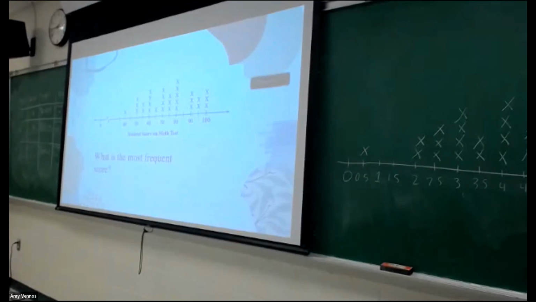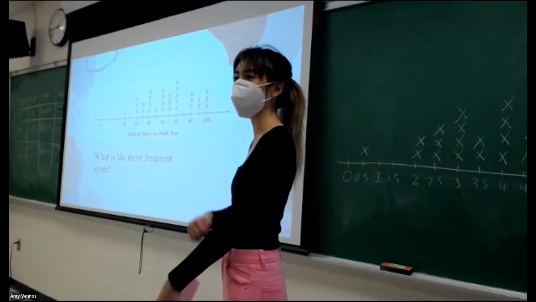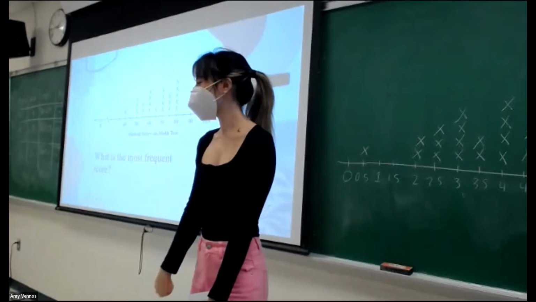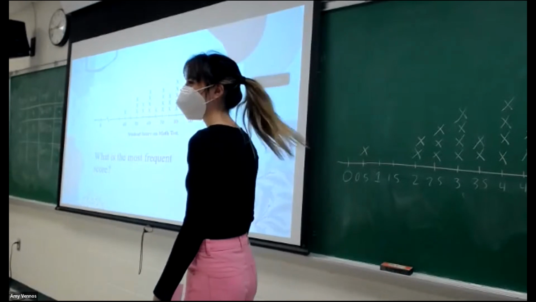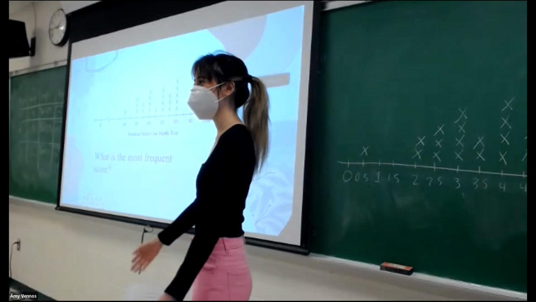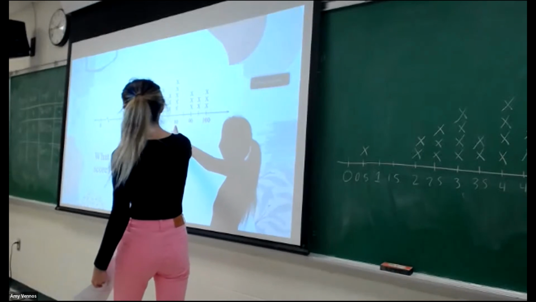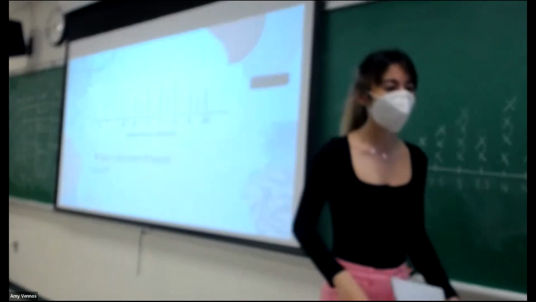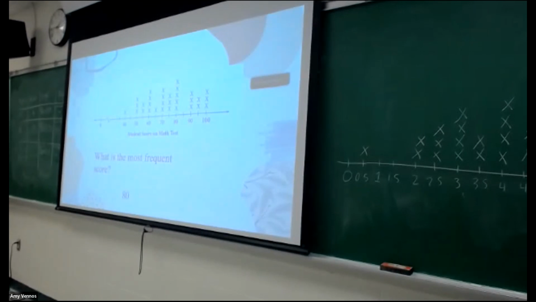Should be 20. What's the most frequent score? 80, right? And how do you figure that one out? It just has the most amount of X's on it. Yeah, it has the most, right? So 80 is the one score. So that one should be our most frequent one.